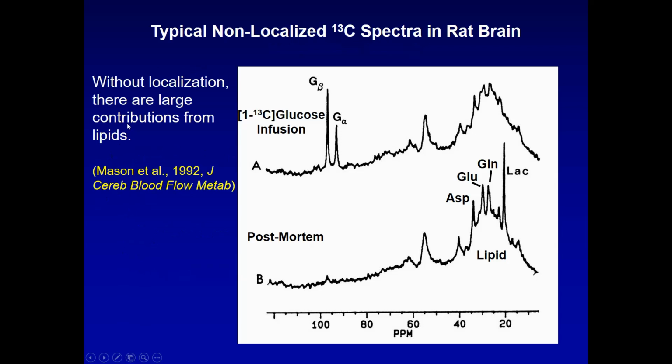So carbon-13 direct detection is the simplest. It often just consists of pulse acquire experiments. And without any localization, you get a lot of contribution from whatever is in the sensitive volume of the detector. And these are spectra from a rat brain in 1992.